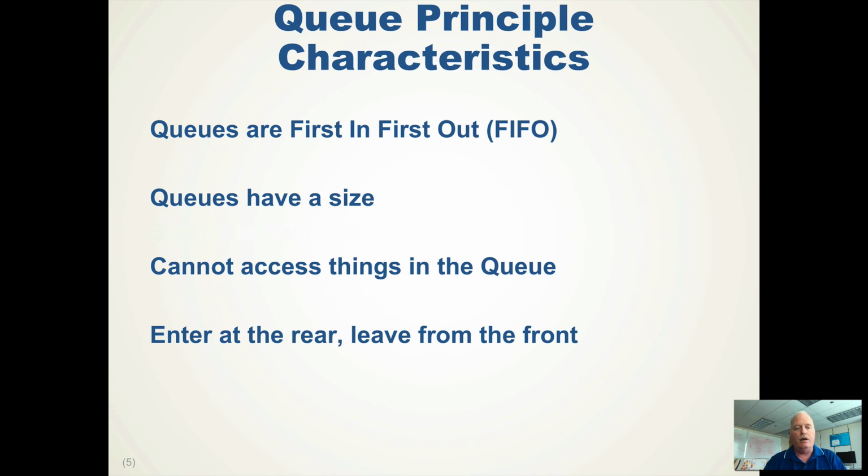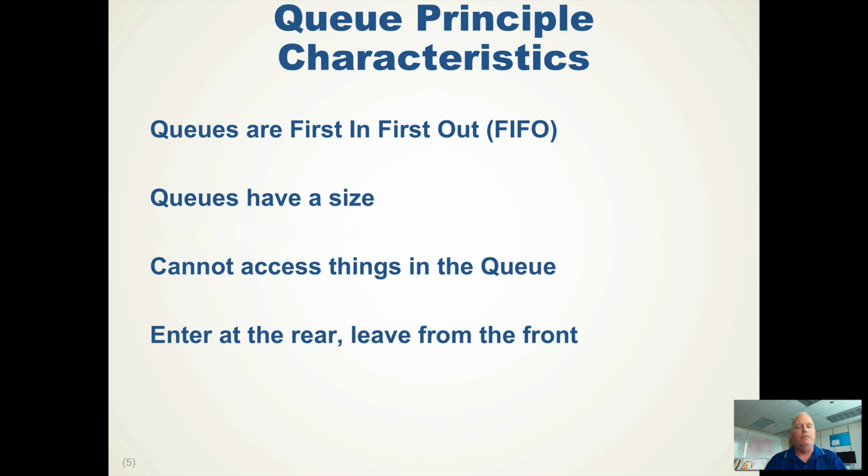They have a size. We know how big they are. We can say how many items are in the queue. But unlike lists, we can't actually get at the things in the middle of a queue. You can only get at things at the front of the queue. You enter at the rear and you leave from the front. So you can only access things at the front of a queue, whereas things are added to the queue at the end or at the rear.